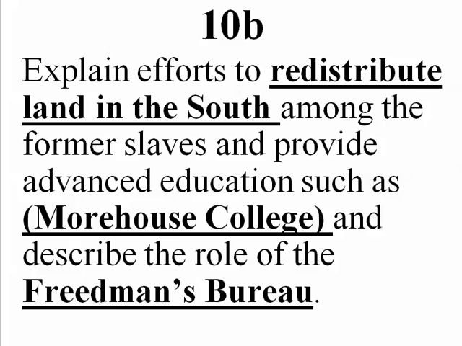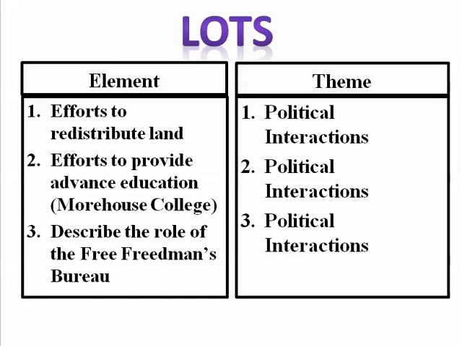Alright, so let's look at the themes here. Political interactions. Our elements are efforts to redistribute land to the former slaves, and efforts to provide advanced education to the former slaves. An example is Morehouse College. And then we have to describe the role of the Freedmen's Bureau. So describe it. That's our chore. That's what we have to do.